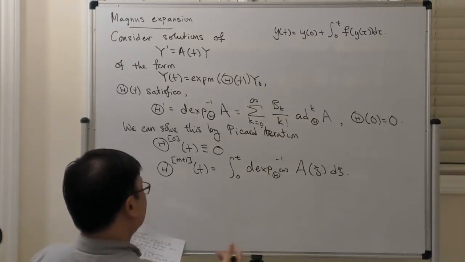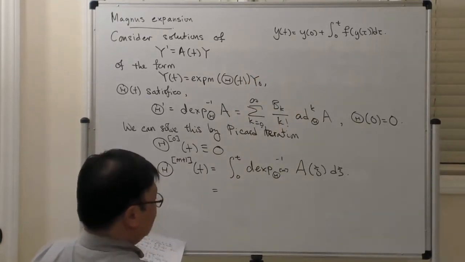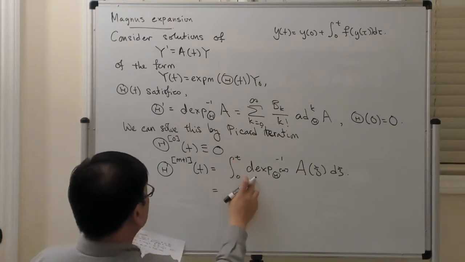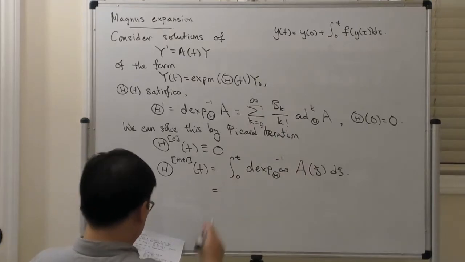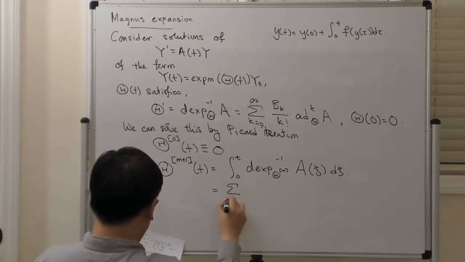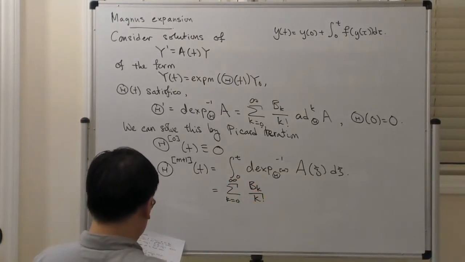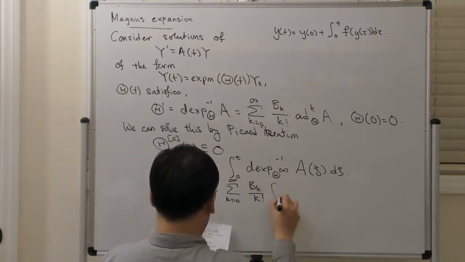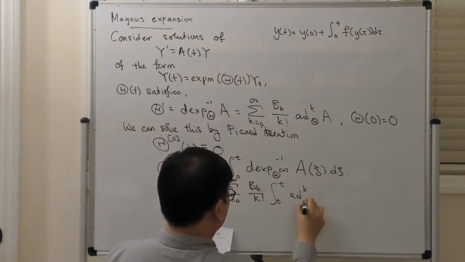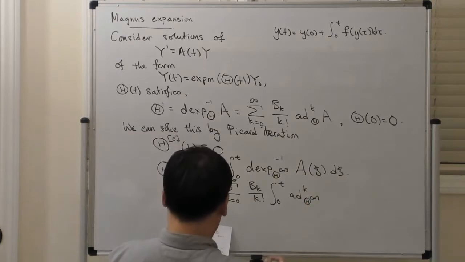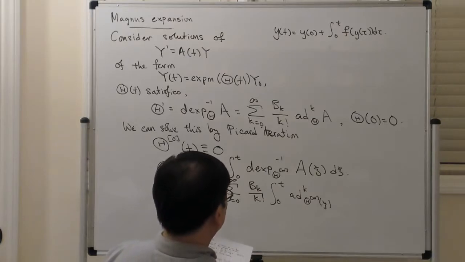It's again an example of a fixed point iteration, where the fixed point equation is coming from the fundamental theorem of calculus. Okay, so since we know that this dexp inverse has this series expansion, we can write it in terms of the series. So this is the sum from k equals 0 to infinity of B_k over k factorial, the integral from 0 to t of ad to the kth power of theta, the mth iterate of theta, applied to A of tau, d tau.